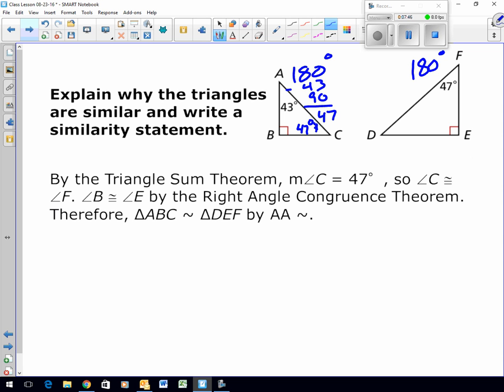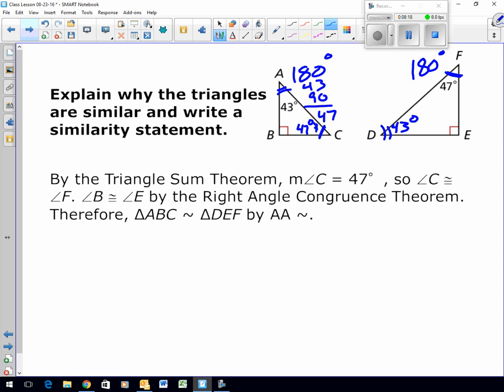Now all of a sudden, how many pairs of congruent angles do I have? 2, right? See it now? Yep. This angle, angle C, and angle F are now congruent. They are both 47 degrees. If I kept going with this problem, I would tell you 180 minus 47 minus 90 is 43 degrees. Watch, I've got 2 pairs of congruent angles.